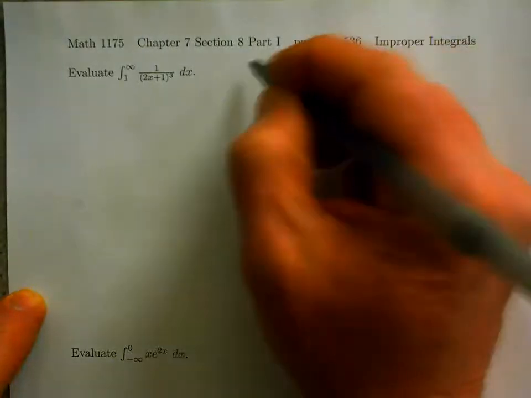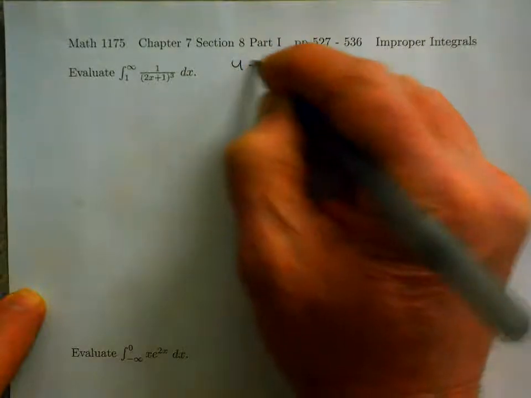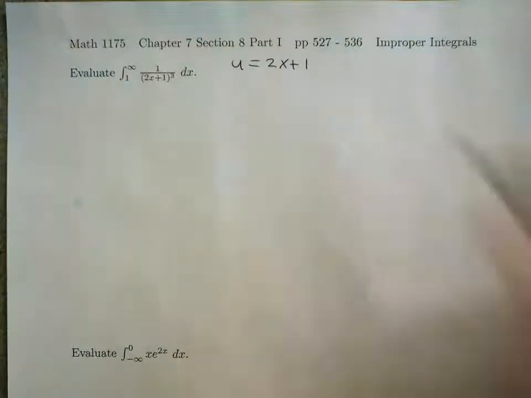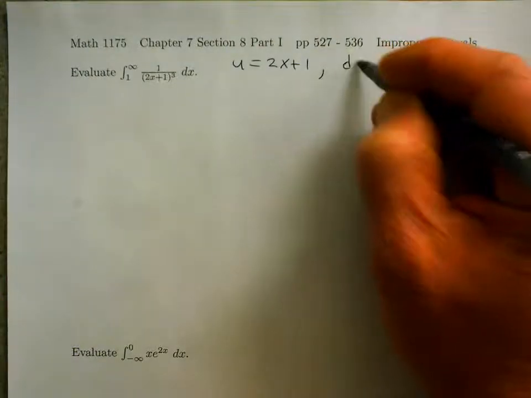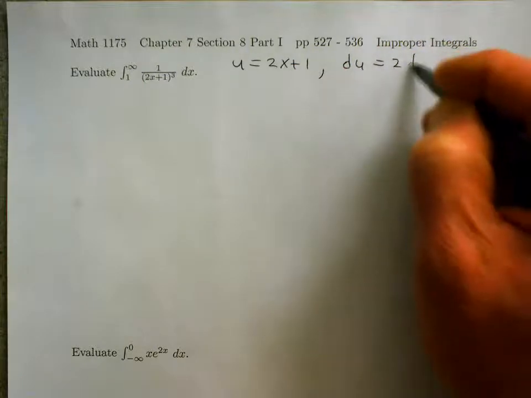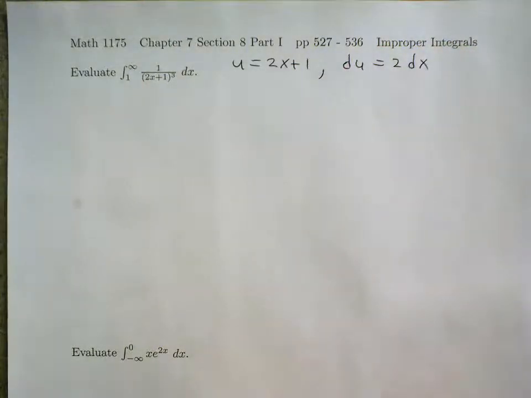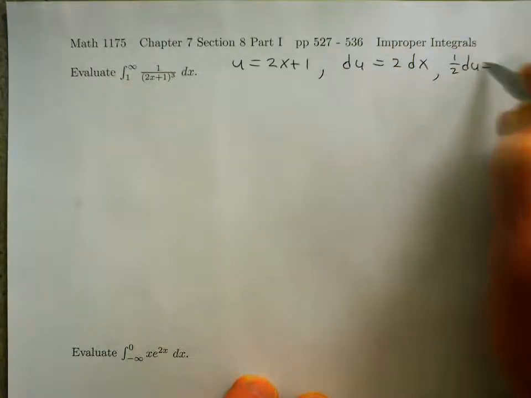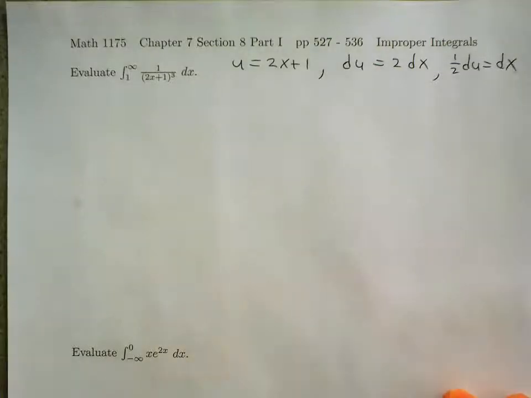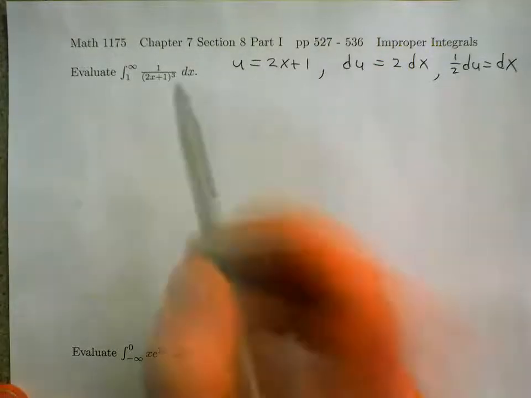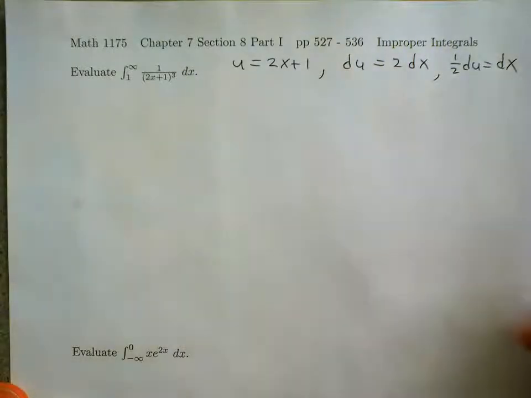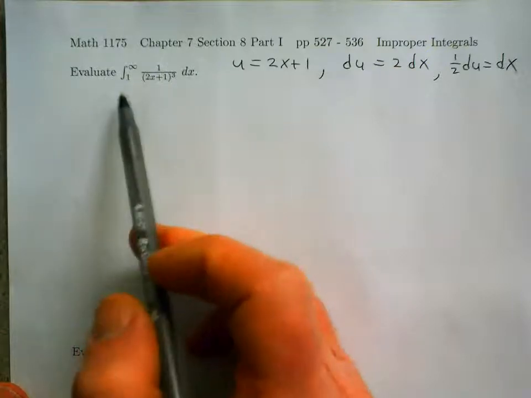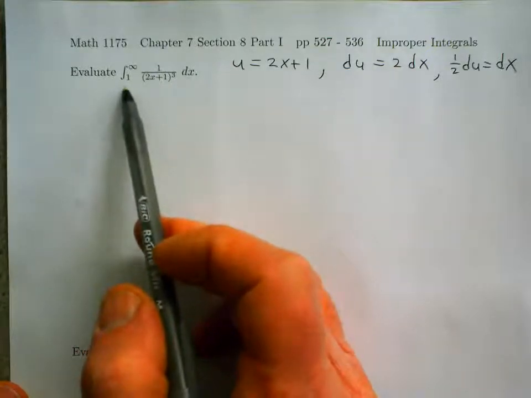Okay, so a substitution might help if we assign u to be 2x plus 1. And then we need du. du is 2 times dx. So 1/2 du is equal to dx. So we're going to replace dx with 1/2 du. We'll replace 2x plus 1 with u. And then we also have to alter the lower limit.